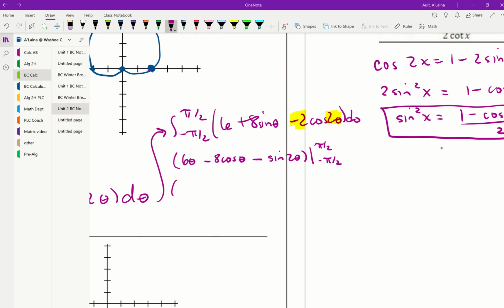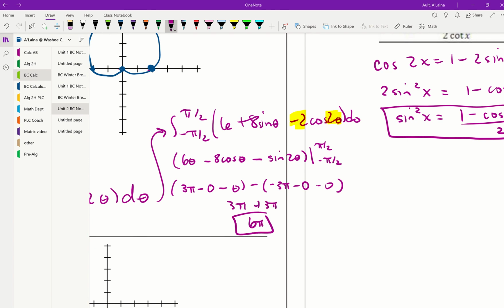So I would have 6 times pi over 2, which would be 3 pi, minus 8 times the cosine of pi over 2, which zeroes out, minus the sine of twice pi over 2, which is the sine of pi, which zeroes out, minus, all of this is now going to be evaluated at negative pi over 2, so 6 times negative pi over 2 is negative 3 pi, and then cosine of negative pi over 2 is 0, and sine of negative pi is 0. So I end up with 3 pi plus 3 pi, and my answer is 6 pi.